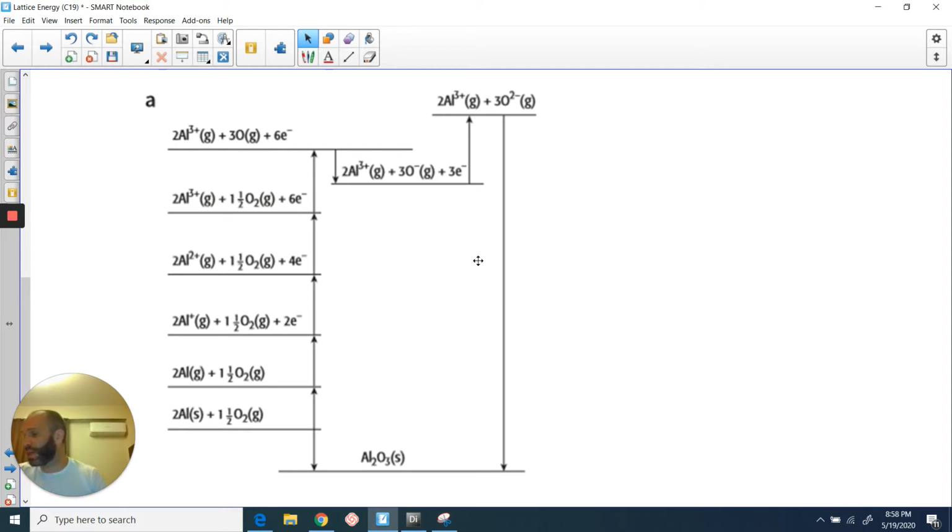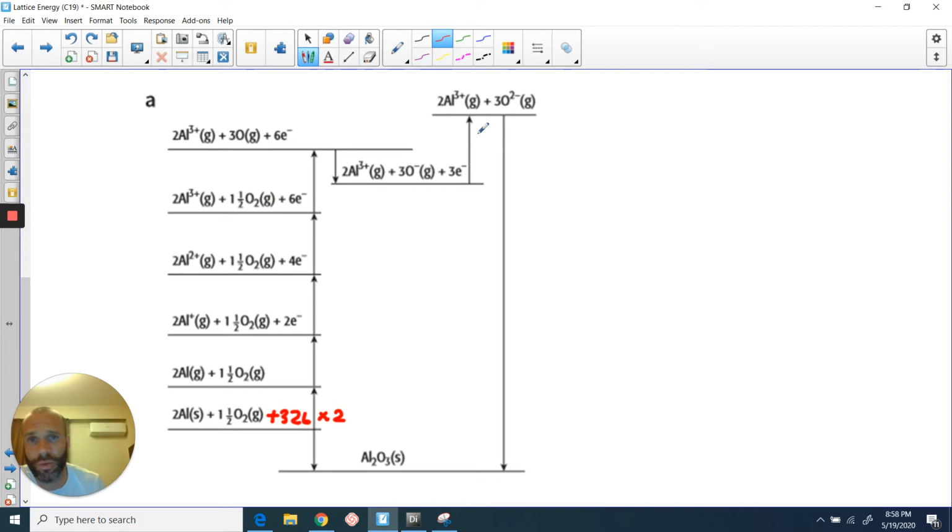Okay, so in your textbook, you were given values for all these different enthalpy changes. This first one here, as you can see, aluminium is going from a solid to a gas, and you've got 2 moles of that going on. So effectively, this enthalpy change is 2 times the enthalpy change of atomization of aluminium, which had a value of plus 326. So you should plonk in plus 326 there, and that would have to be multiplied by 2. So in other words, your enthalpy change there is plus 326 multiplied by 2.